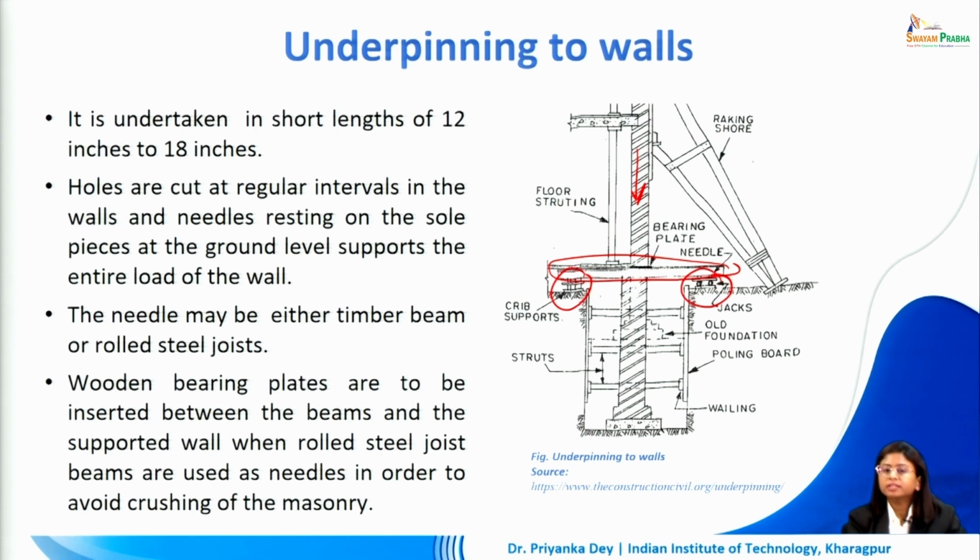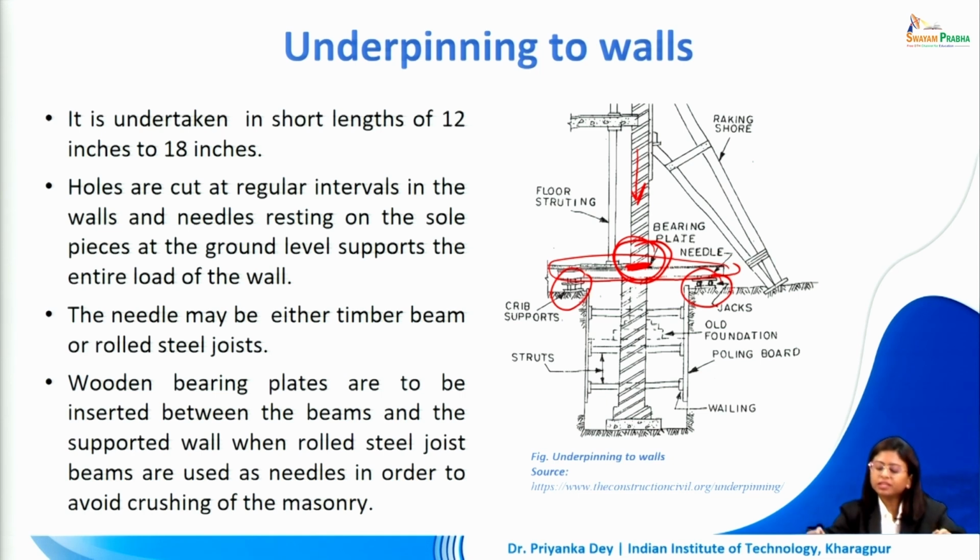This needle may either be made up of timber beam or it could also be a rolled steel joist. Now a wooden bearing plate has to be inserted between these beams. It may be a rolled steel beam or a timber beam, but above this we have to have a wooden bearing plate on which the masonry is going to come and rest. So this is the position in which the bearing plate has to be placed here. This is going to protect the masonry from being crushed when it comes and rests on top of the rolled steel joist or the timber beam that we have used as a needle.